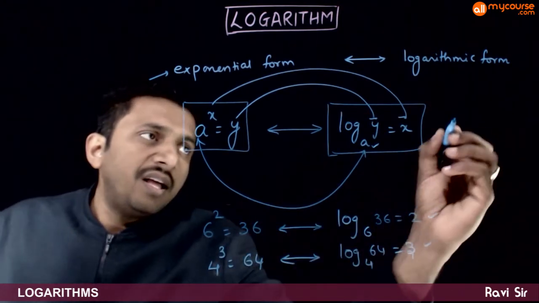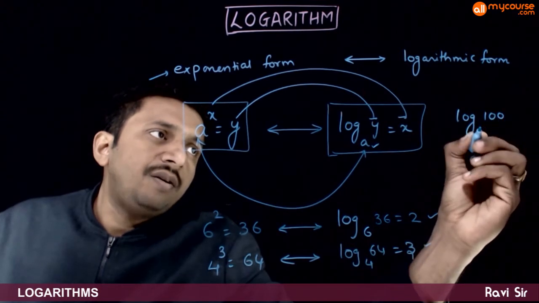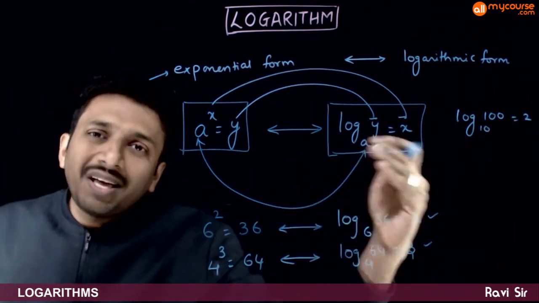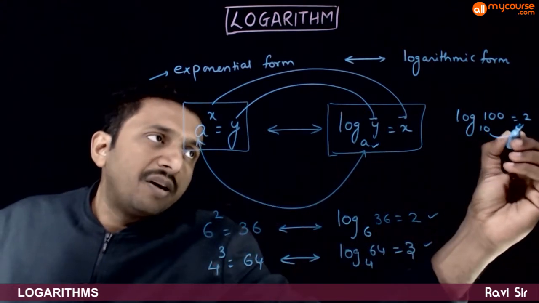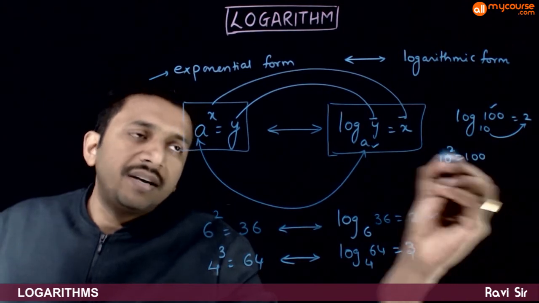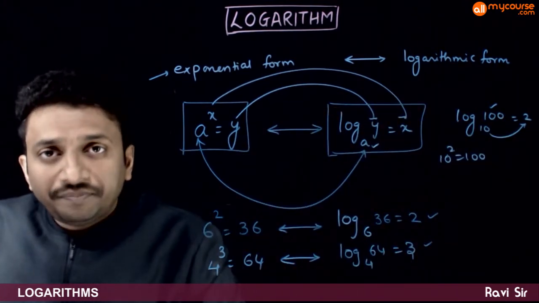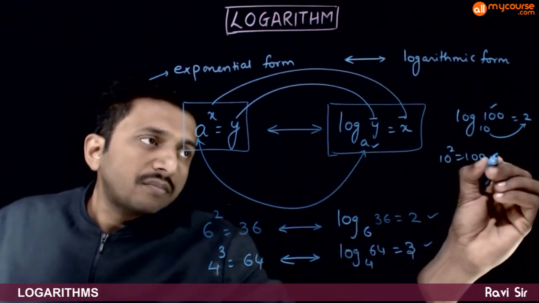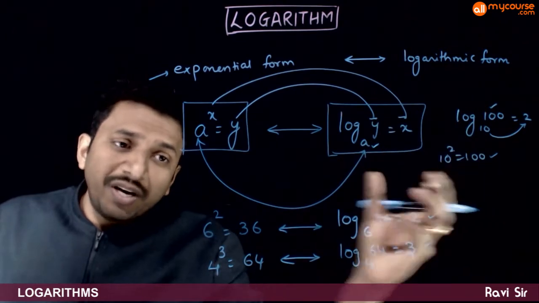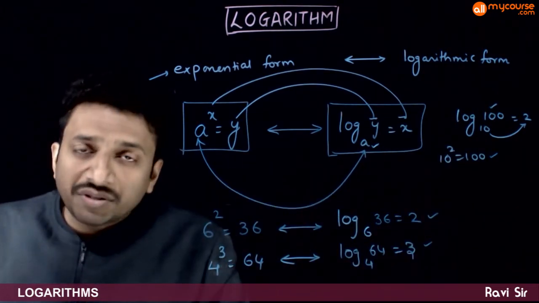Similarly, if you have log 100 to the base 10 is equal to 2, what is the corresponding exponential form? 10 power 2 is equal to 100. This is the exponential form. This is the logarithmic form. Right? Next, similarly, you can write the corresponding logarithmic forms and exponential forms of any equations.